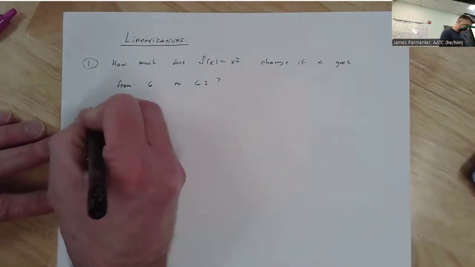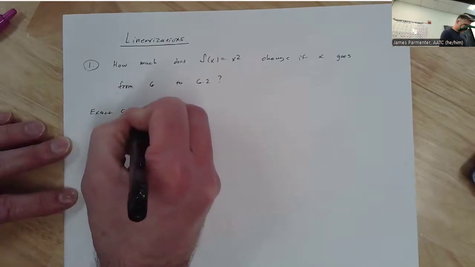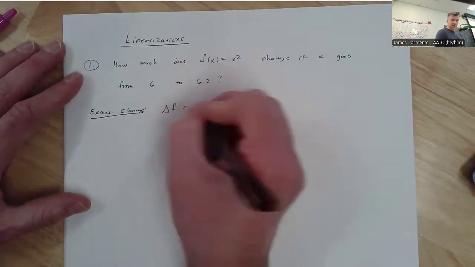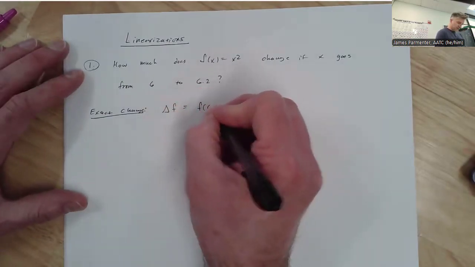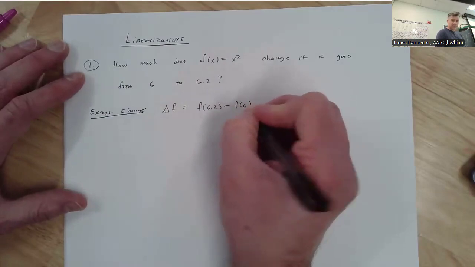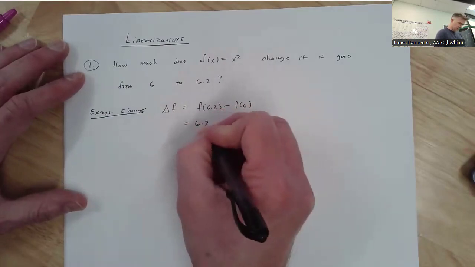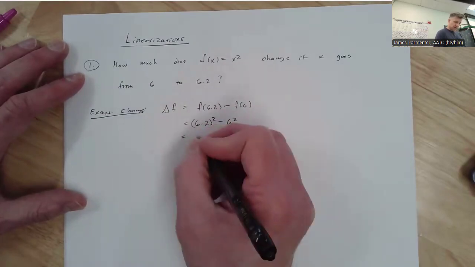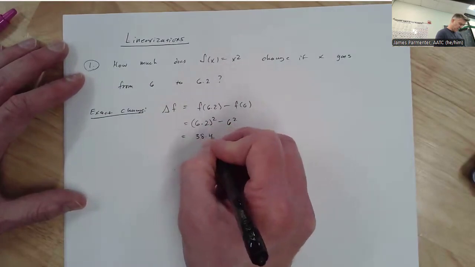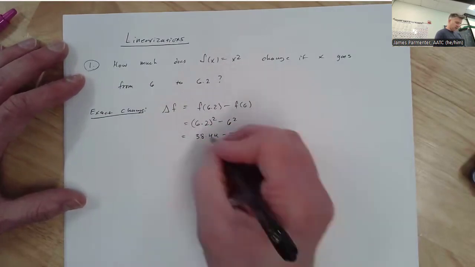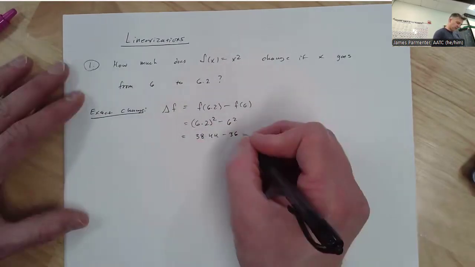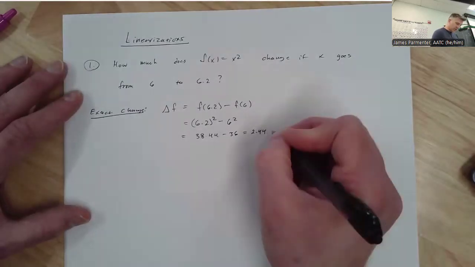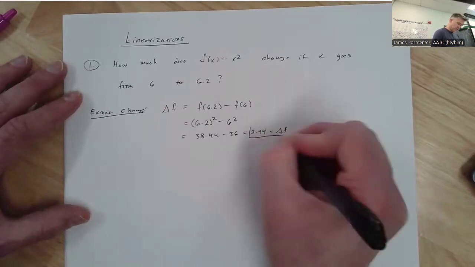So the exact change gets a little bit of work. You'd have to calculate 6.2 squared. So our delta f is going to be f of 6.2 minus f of 6, which is 6.2 squared minus 6 squared. That ends up being 38.44 minus 36, which is not impossible to calculate by hand, but kind of a pain, which is 2.44. So that's our actual change in the function value, delta f.